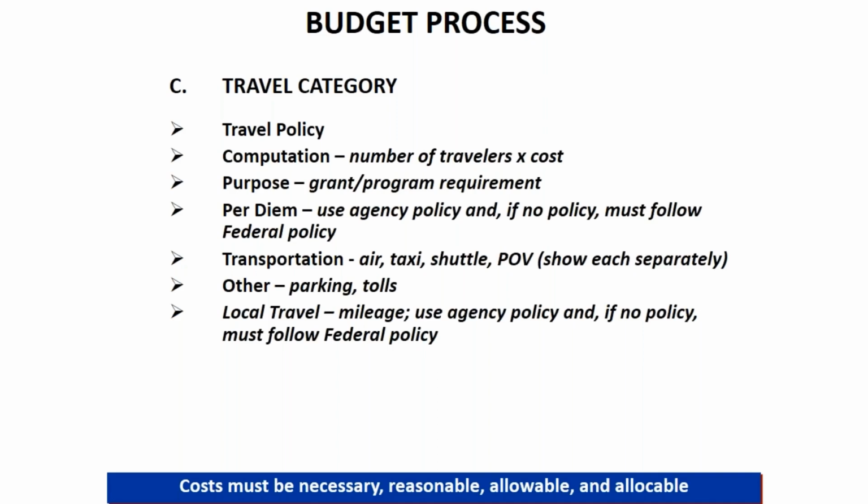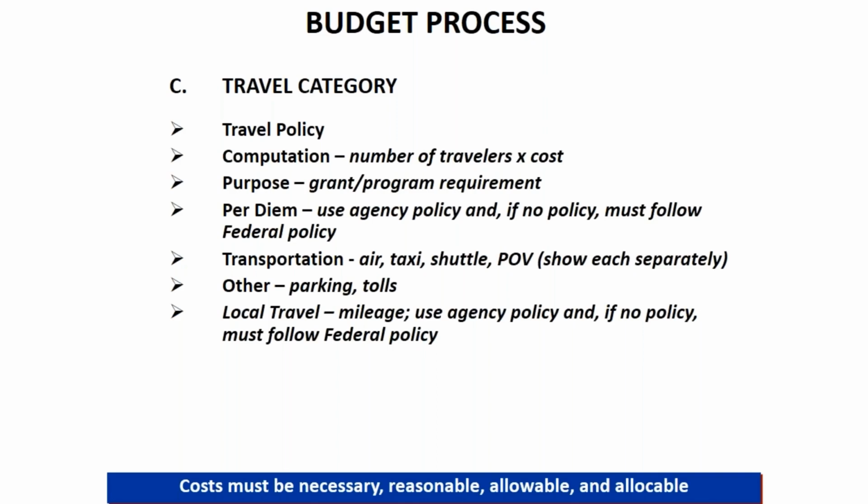If you're using airline transportation, you always want to make sure that you include baggage fees. That's one item we usually see that's forgotten about when we're looking at your budget. Local travel is generally your taxis. If you're using a shuttle bus, if you're using your own personal vehicle, you need to list that under local travel, and also tell us what your organization's policy is for local travel.